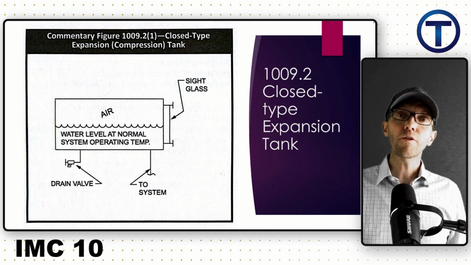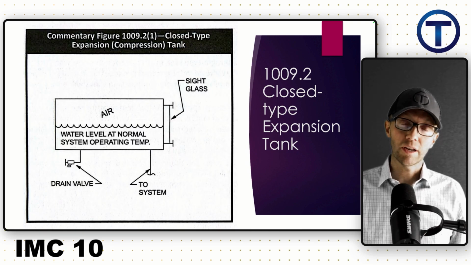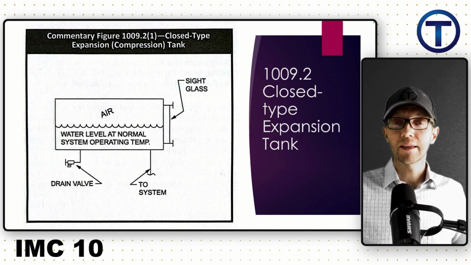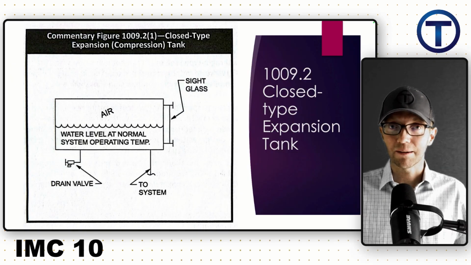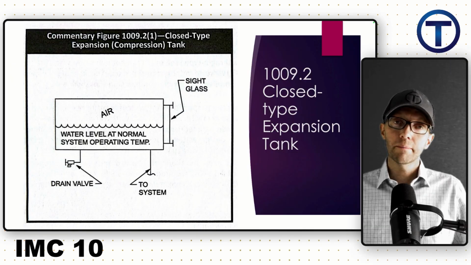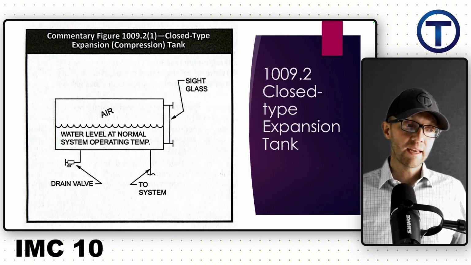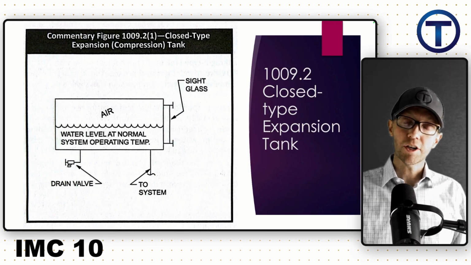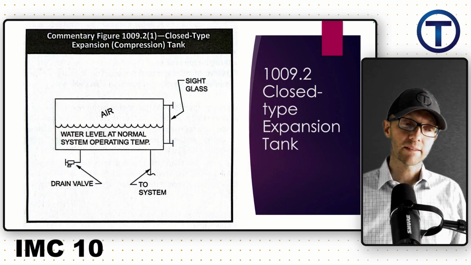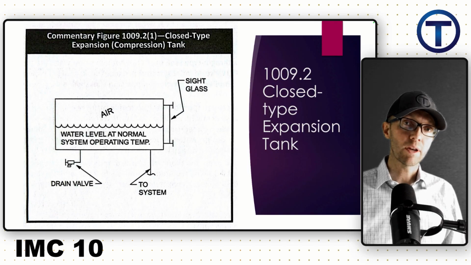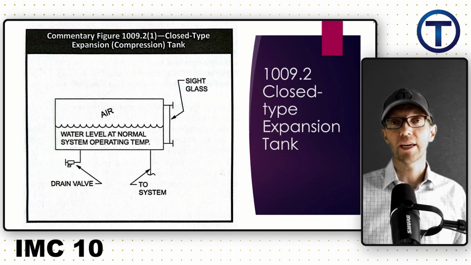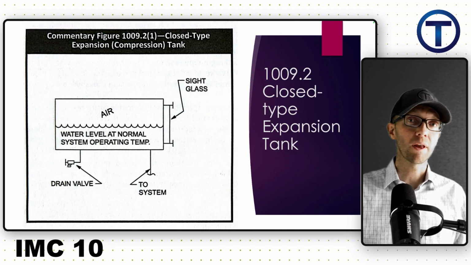But there are other possibilities for expansion. Now, this is still a closed type. That means the whole system is sealed up. We don't have anything like open. But on this type, there is a chamber with air in it, and that water is able to push in and out of there as it expands. A sight glass on the side would help you to see how that's functioning and whether the water's in there or what level it's at.